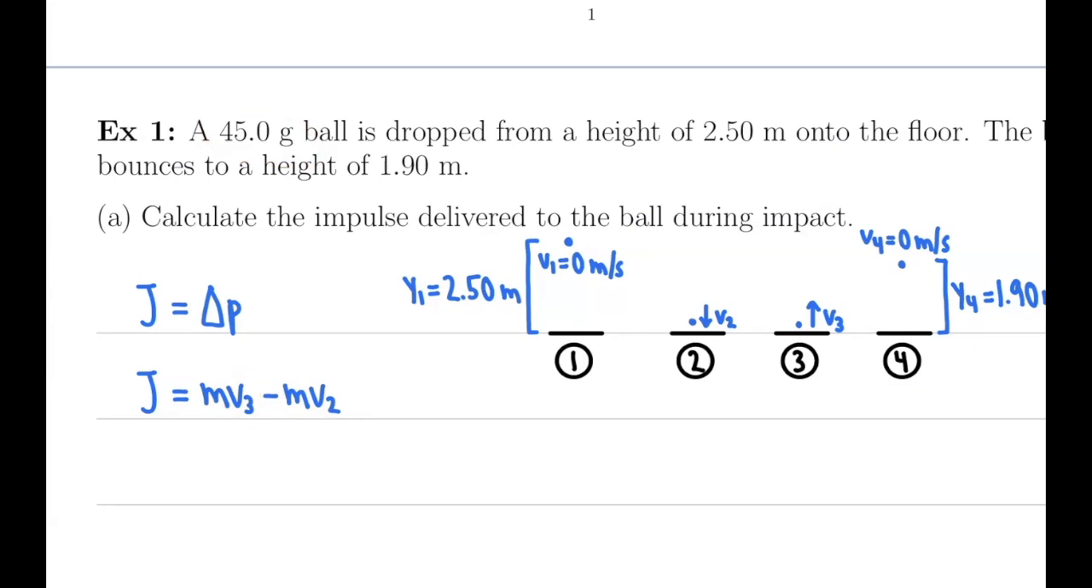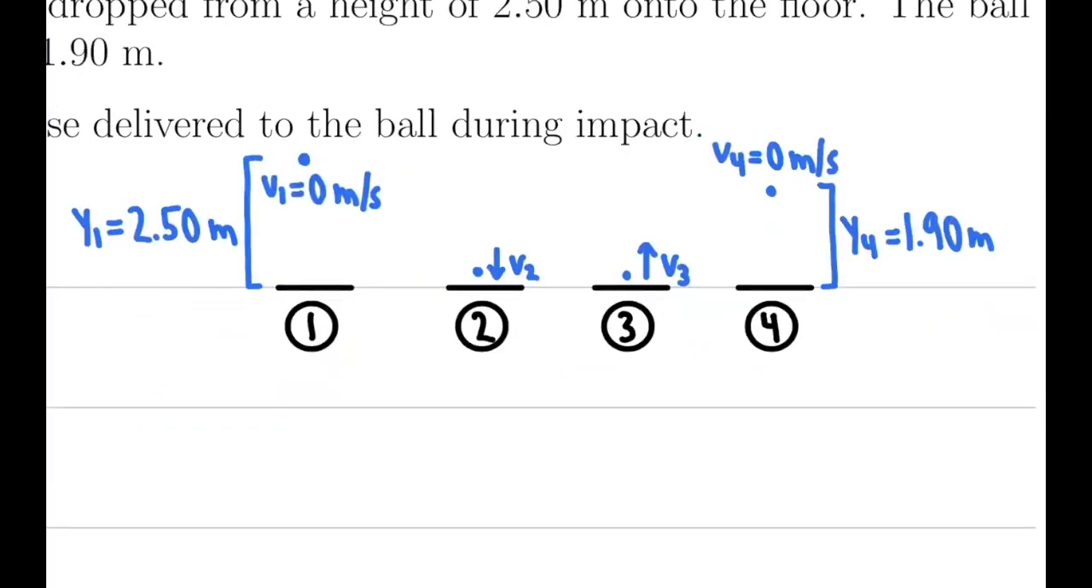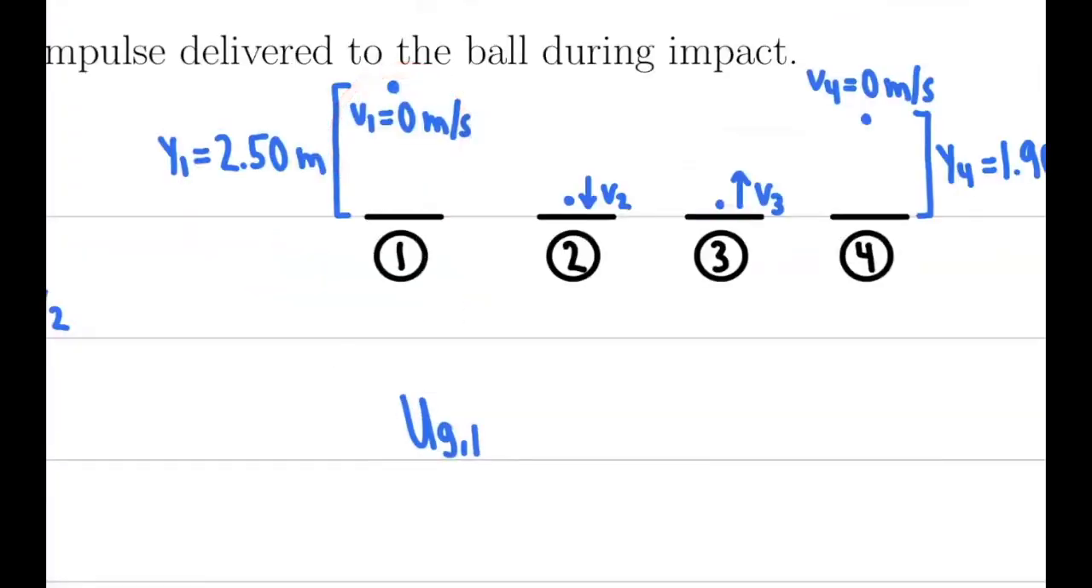Using energy. Yes, that's one way we can use energy. For kinematics, I'll mention that in a second too. So to find v2, we have to look at 1 to 2. Let's look at the different kinds of energy that are involved from 1 to 2. At 1, there's gravitational potential energy, so I'm going to call that UG1. And the ball is at rest, so there's no kinetic energy, there's no springs, so there's no elastic potential energy. So all we got is gravitational potential energy at 1.